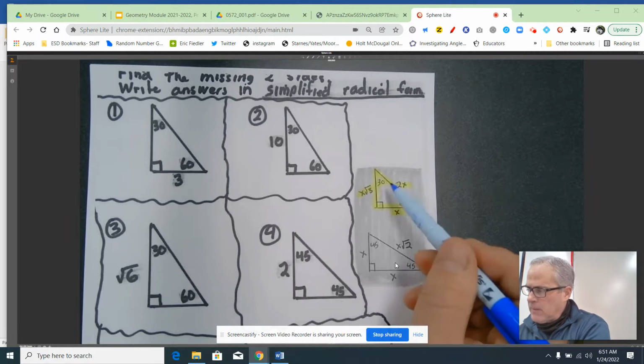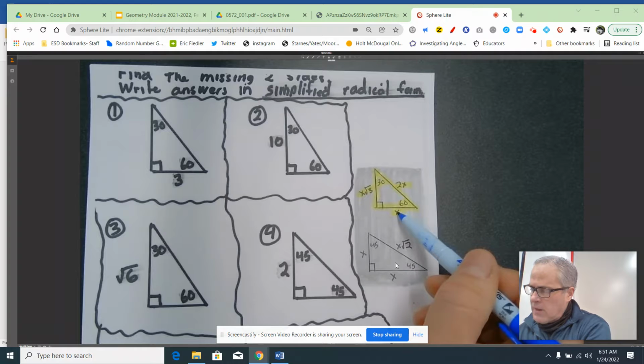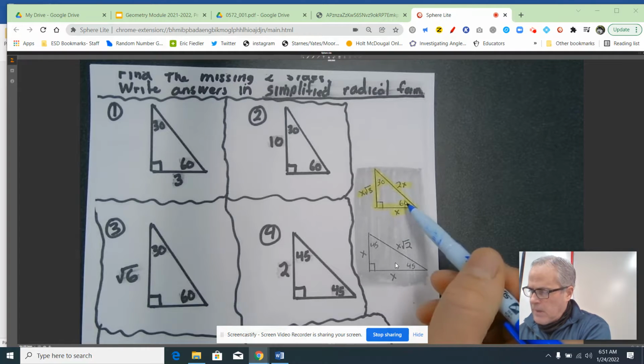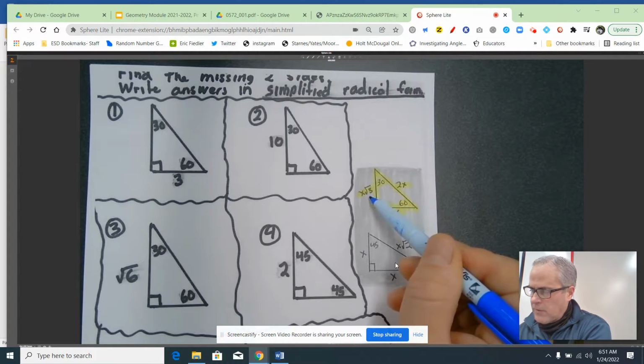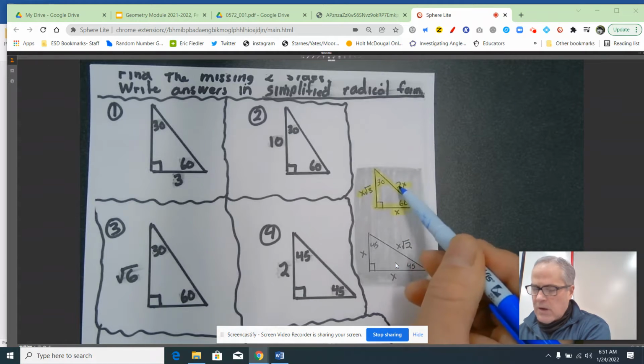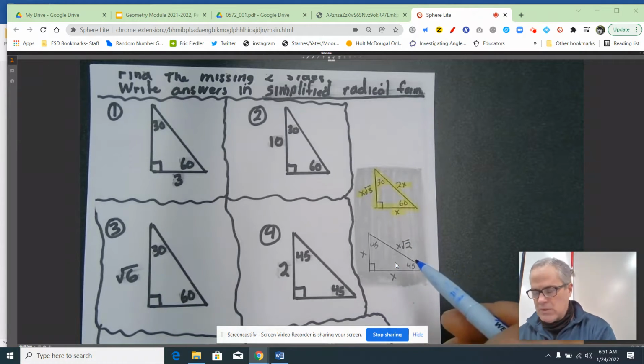So quickly review it. Notice that opposite the 30-degree angle is called the shorter leg. Opposite the 60-degree angle is called the longer leg, so you times it by the square root of 3. And opposite the right angle is 2x. That all came from the worksheet.